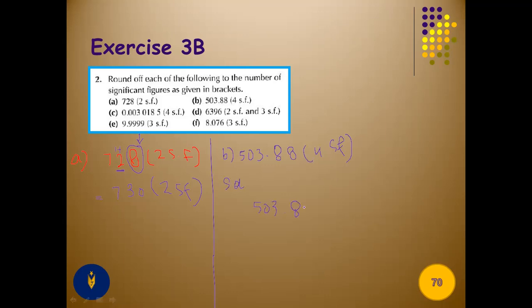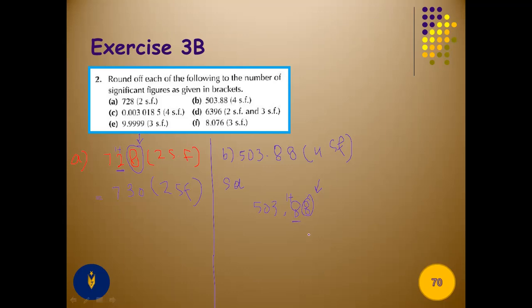So 503.88. If you see, there are almost 1 2 3 4 non-zero digits. So it means that 4 significant figures are there. And if you talk about this zero, the zero is in between non-zeros, so 5 significant figures are there. But we have to round up this to the 4 significant figures. So 1 2 3 4, this is underlined, and this one would be circled. So if you see, this is greater than 5, so हम 1 प्लस कर देंगे 8 में, underline वाली value में, और उसकी जगह कुछ भी नहीं लिखेंगे.